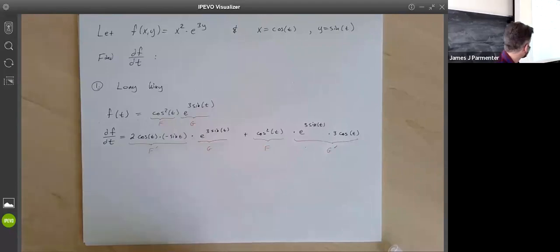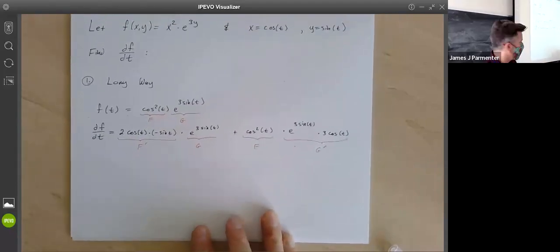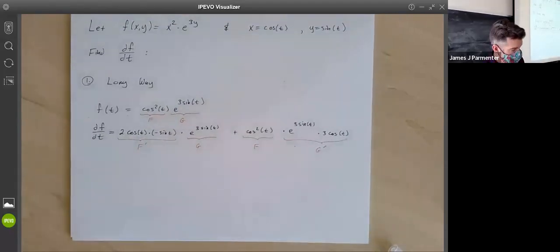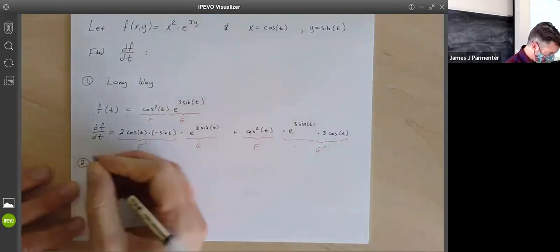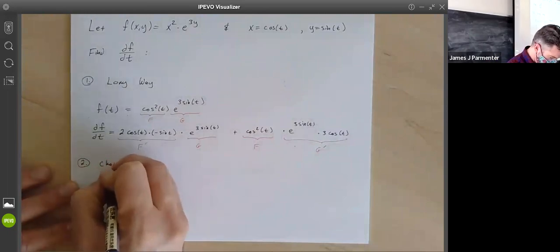That's the long way. It's not the way I really want to do it, but it's good to see that it'll work. You can certainly plug in what x and y are and just take the derivative in the usual straightforward, direct, long, painful way. Or we can use the chain rule by making this diagram.